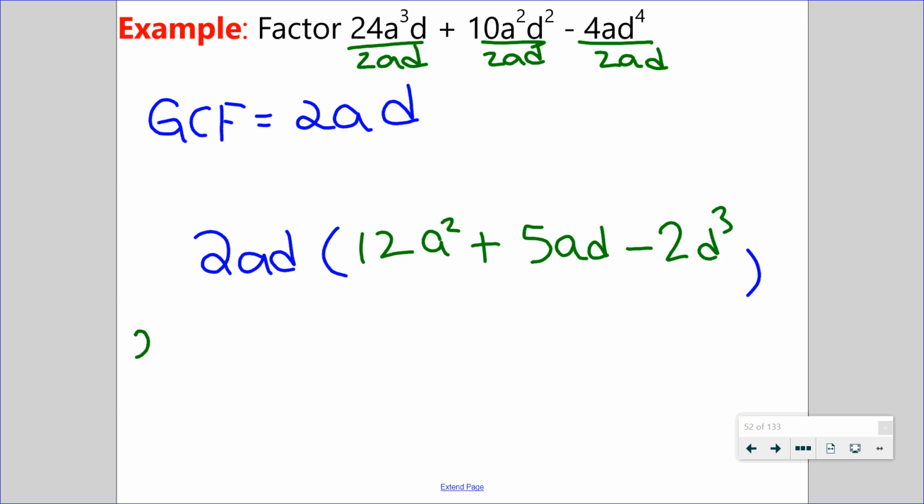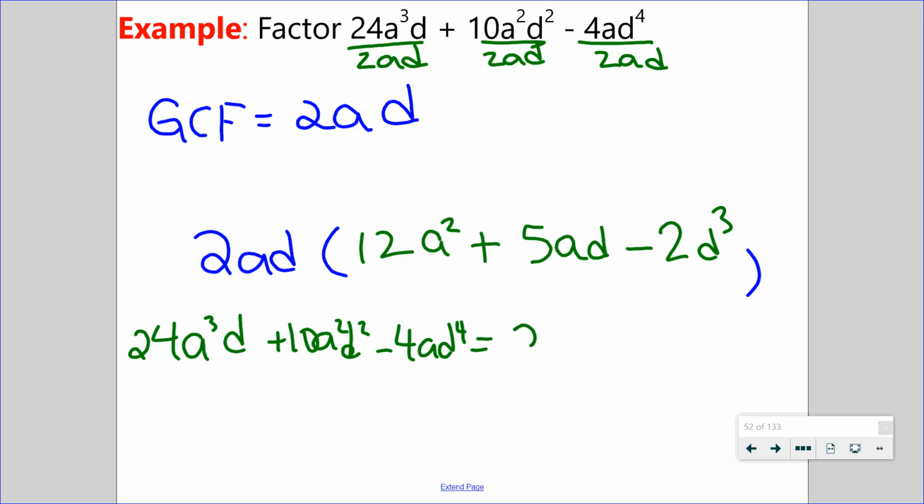So that tells me that 24a cubed d plus 10a squared d squared minus 4ad exponent 4 factors as 2ad times 12a squared plus 5ad minus 2d cubed. And again, you can always check that by applying the distributive property.